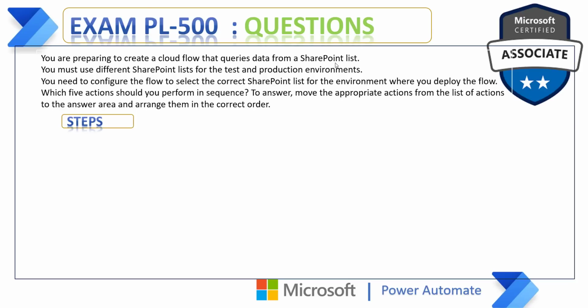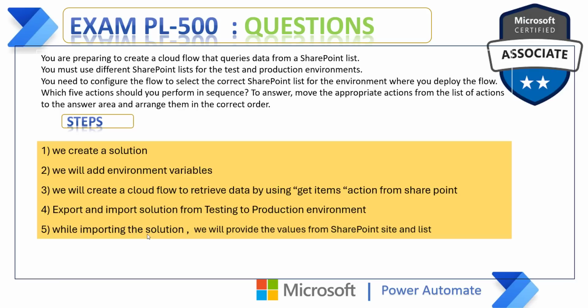Now, the main point is that you need to create and access environment variables, so we need to create a solution first, and then we will add cloud flows and environment variables to it, right? And then we are going to export the solution from the testing environment and import it to the production environment. First we create a solution and then we add the environment variables at the second step. Then we will create a cloud flow that retrieves data by using the Get items action from SharePoint.